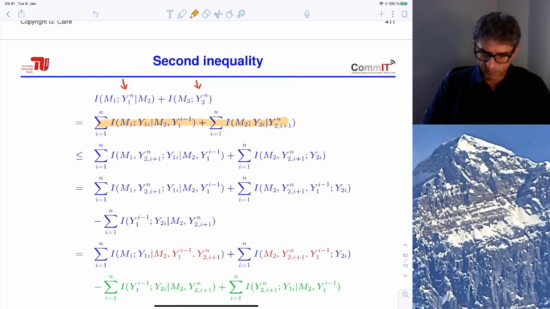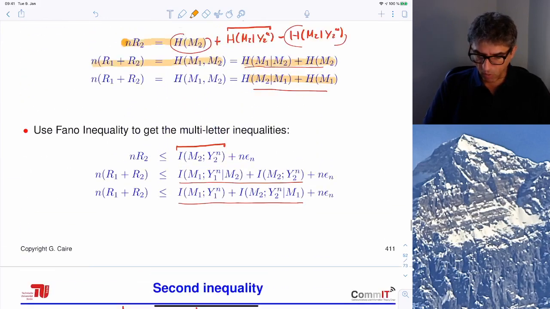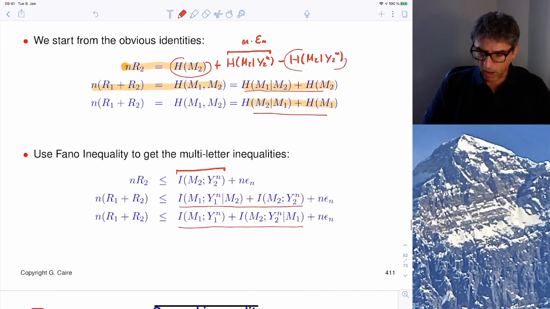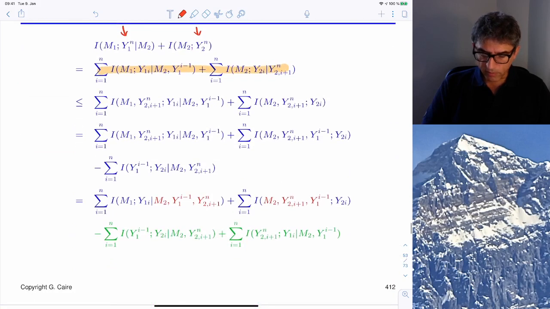So first of all, we want to have some common terms at the end, and they appear in the conditioning in one term and inside the mutual information in the other term. Why is this? Because we expect to find something that we can relate to these mutual information for which the u appears in the conditioning, and these mutual information for which the u appears inside as the argument of the mutual information. So how do we construct this common variable?